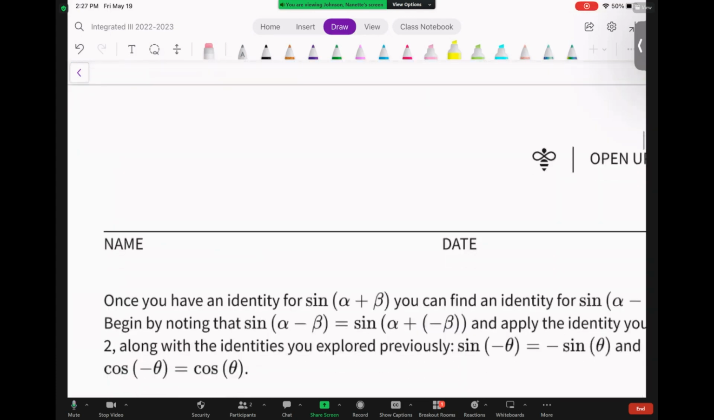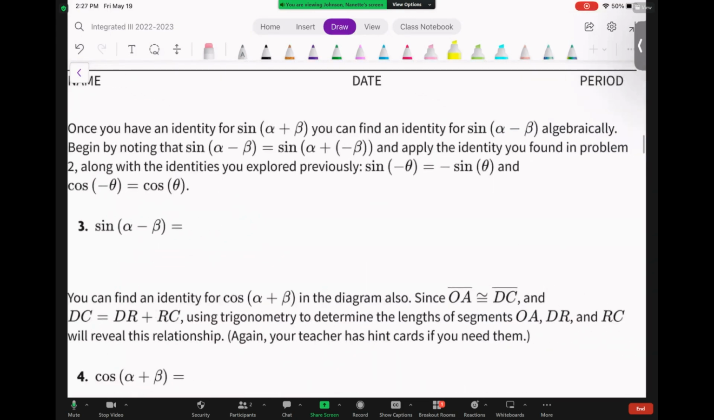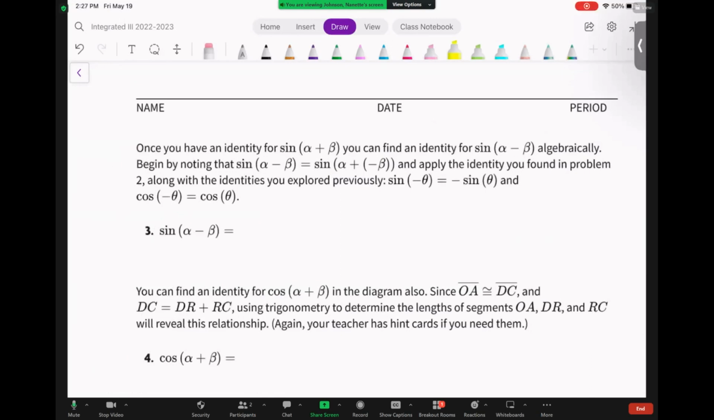So let's move on. It says once you have an identity for sine of alpha plus beta, you can actually find the identity for sine alpha minus beta algebraically. Begin by noting that sine of alpha minus beta is equal to sine of alpha plus negative beta. Makes sense, right? And apply the identity you found in problem 2 along with the identities you explored: sine of negative theta equals negative sine theta, and cosine of negative theta equals cosine theta. So what's the first thing that you want me to do, Miss Johnson?